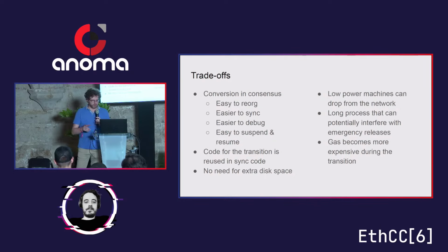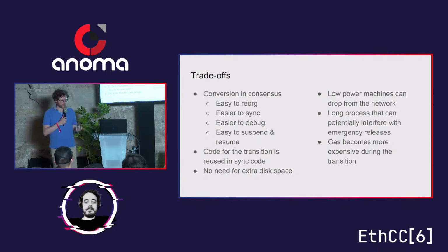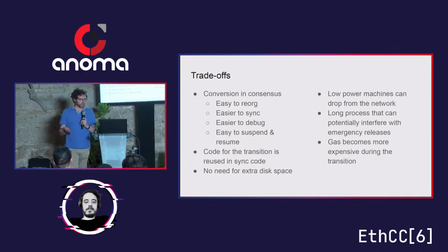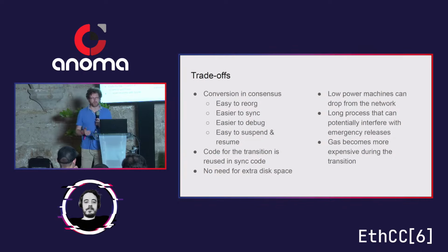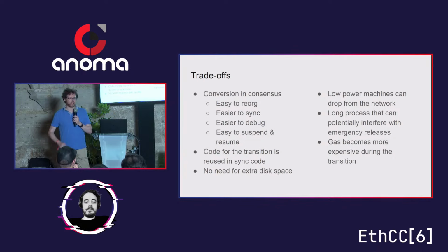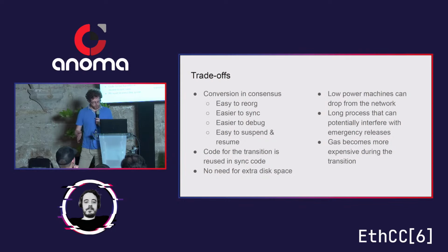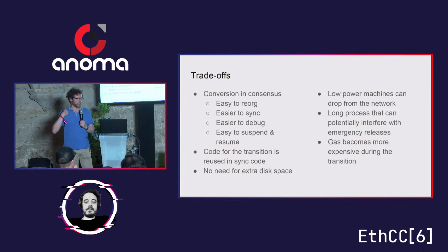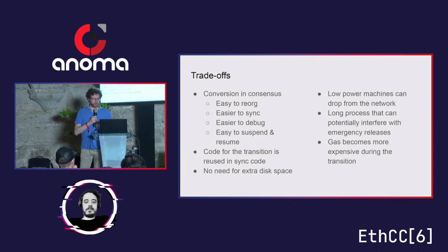And if we look at the drawbacks of this approach, it might be that some low power machines will drop off the network. So if you are a home staker with a ROG 5B, we're trying to make it work, but we can't promise it at this time. And because the full sync is going to be a bit slower, if you have to interrupt and rejoin, it might take longer than it normally does. It's not great, but it's manageable.